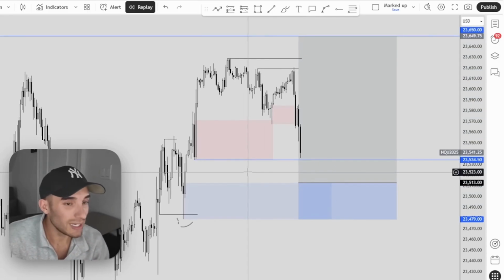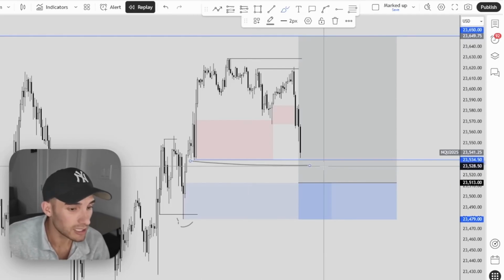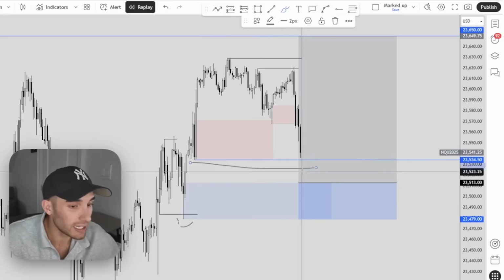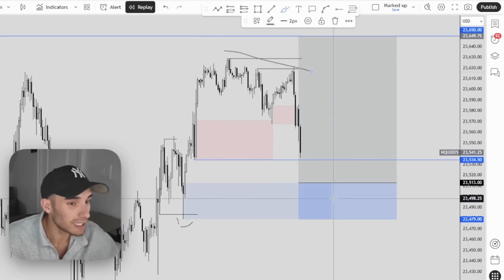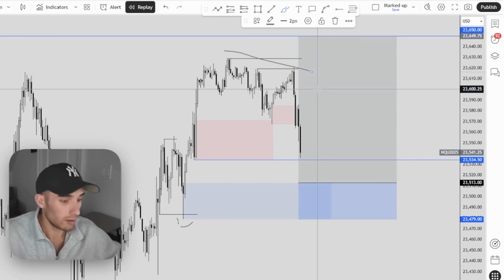And again, we need reasoning, we need logic. We're not just buying because liquidity is taken. No, we're buying because liquidity is taken, yes, and we have highs intact. We have liquidity to target. So again, that's our reasoning for price to push higher, okay?